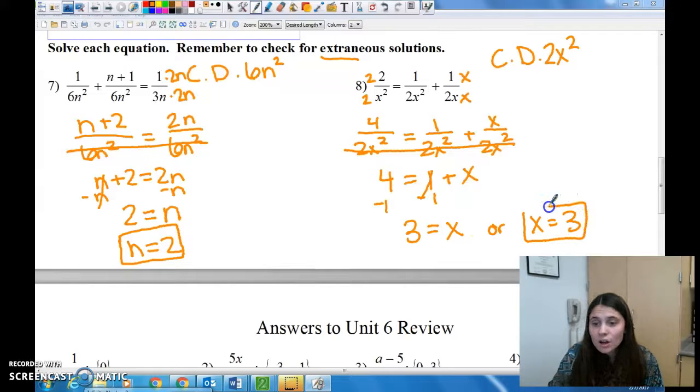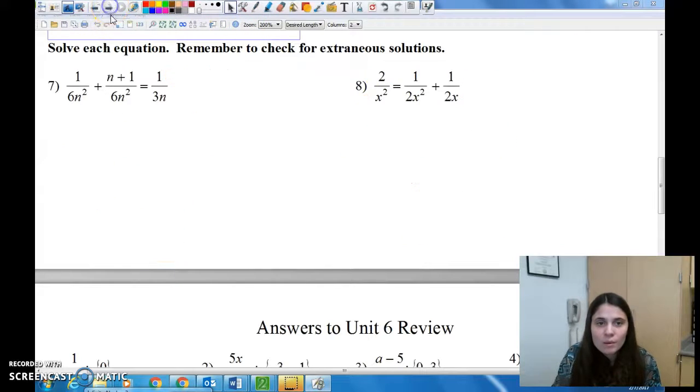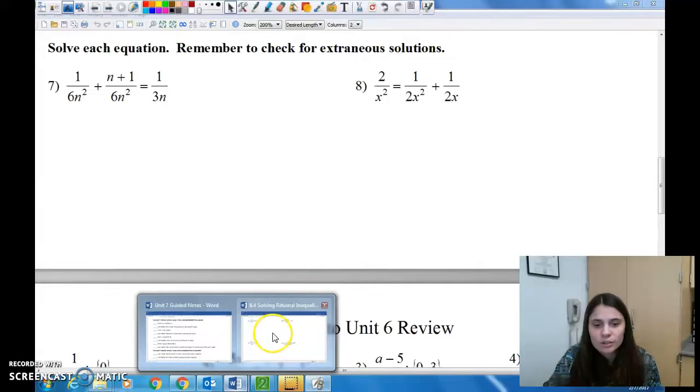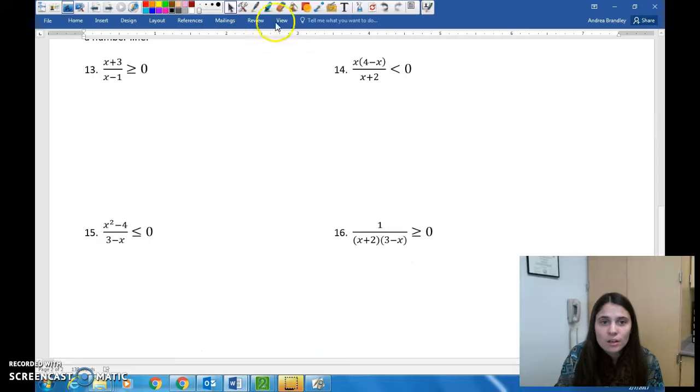So that is all the types of problems from 6.1, 6.2, and 6.3. There's no review problems on here from 6.4 since we just barely did that yesterday and today. So I'm going to go ahead and show you one problem from that homework assignment in case you're struggling with solving rational inequalities. So we'll just do number 13, the very first one.